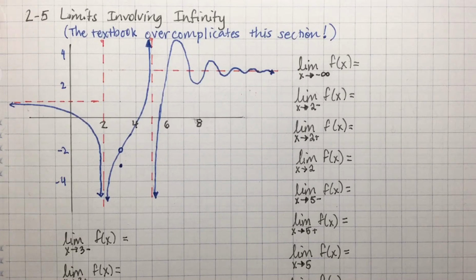Hey everyone, we are looking at limits involving infinity. First of all, I'm going to say this. Buzz Lightyear's an idiot. You can't go beyond infinity. You can't even get to infinity, so going beyond it is extra stupid.